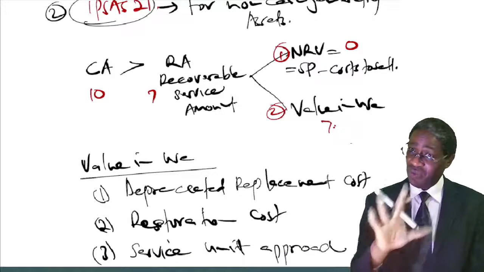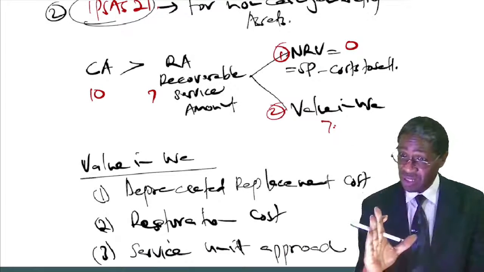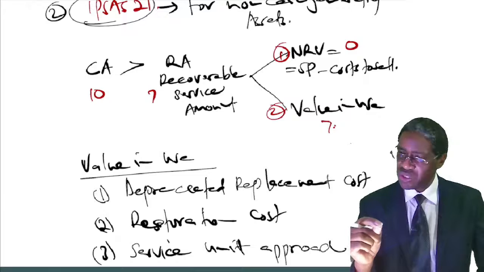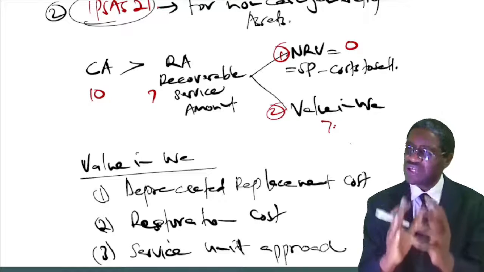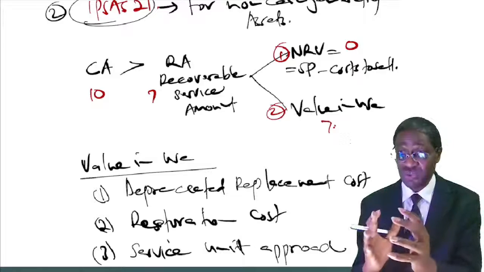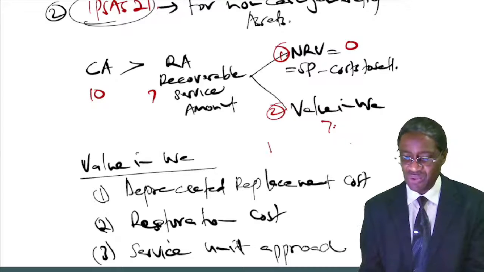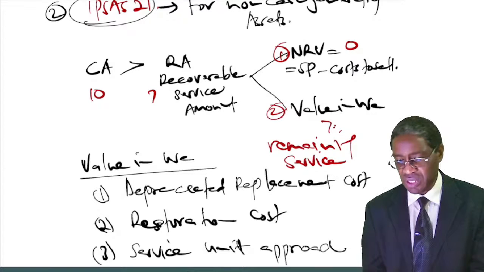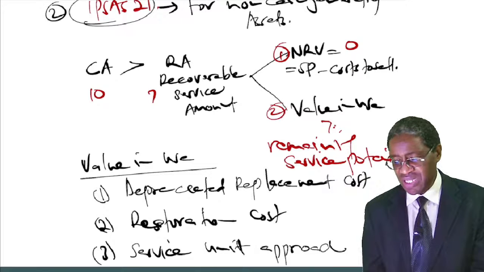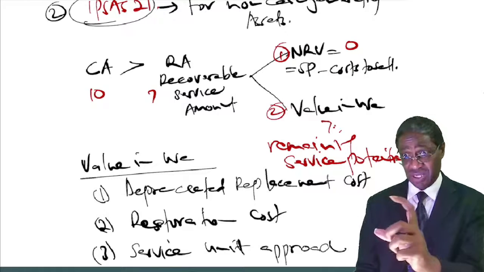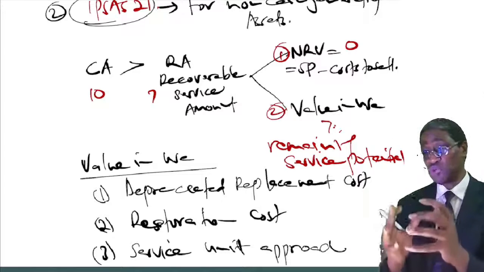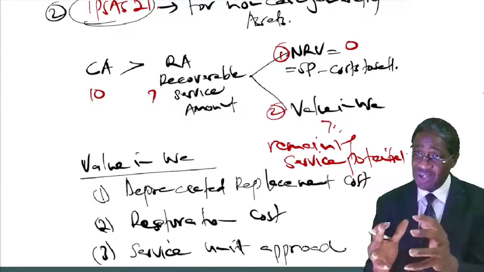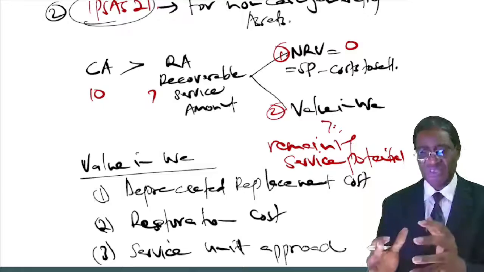For IPSAS number 21, for non-cash generating assets, we normally say the value in use of an asset is considered to be the present value of the remaining service potential. Don't forget, we said these are assets that are used to provide service. So to get the value in use of a non-cash generating asset, we say it is the present value of the remaining service potential.